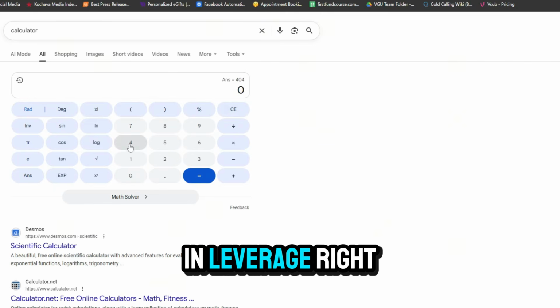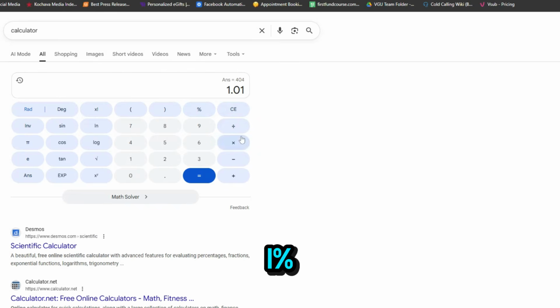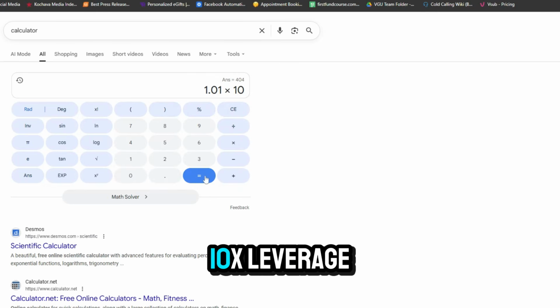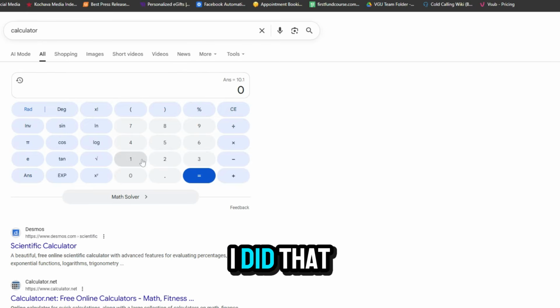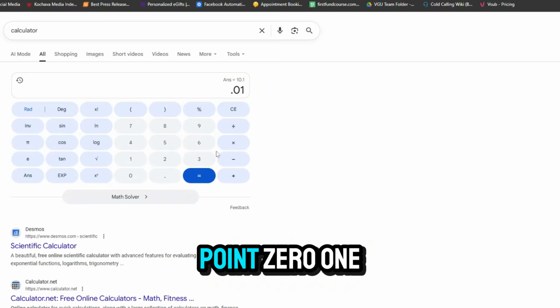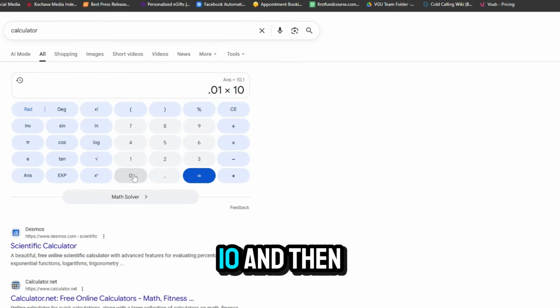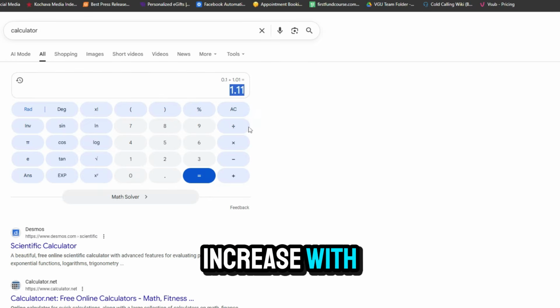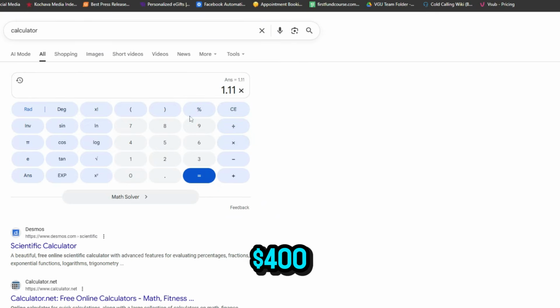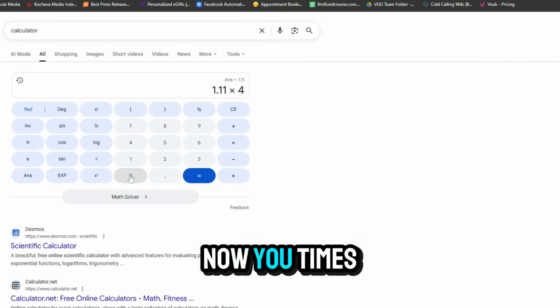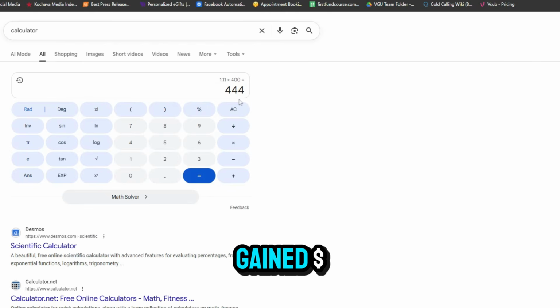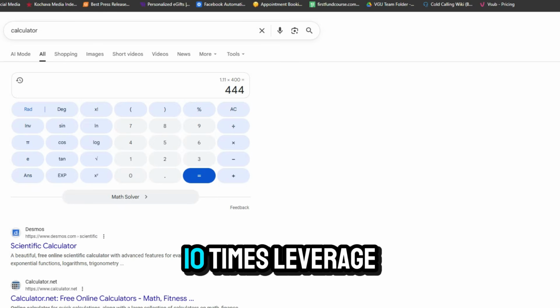When you add in leverage, let's say that coin goes up 1% and you are trading with 10x leverage. So now you're going to go up about 10%. I did that wrong. You're going to see it's 0.01, so 1% times 10, and then you add that. This is how much your position is going to increase with 10x leverage. We take that same $400, it went up 1%, but you're up 11% instead of just 1%. Now you multiply that by 400. So now you've gained $44 instead of gaining just $4 in this scenario by trading with 10x leverage.